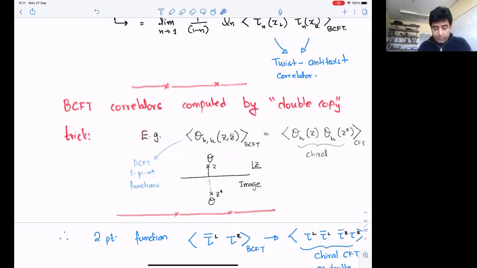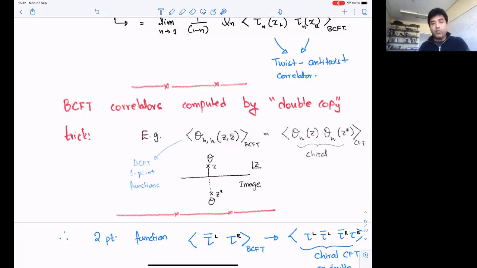Then BCFT rules tell us that this correlator is computed by considering the chiral conformal field theory on the full plane and inserting a second chiral operator at the image point of the first point. In particular, the one-point function of O with weights h, h bar at z, z bar in BCFT is given by the chiral correlator in chiral CFT of O_h of z times O_h of z star, where now on the right-hand side, the CFT is defined on the whole plane.